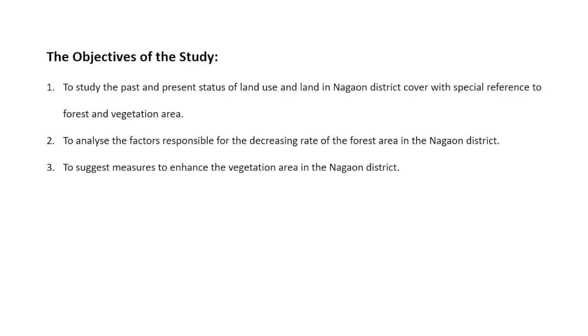This study aims to provide a thorough understanding of the land use dynamics in the Nagaon district, identifying the key factors driving forest degradation and proposing viable solutions to enhance vegetation cover. By achieving these objectives, the study will contribute to sustainable land management and conservation efforts in the region, ensuring the preservation of its natural resources for future generations.